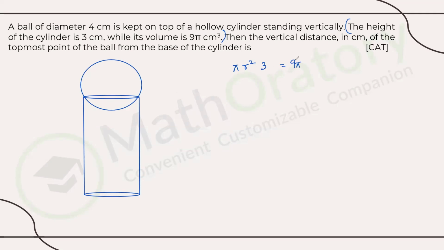The pi gets cancelled out, 3 gets cancelled out, so you have r is equal to root 3. I mean, r square is 3, so r is equal to root 3, right? So if r is root 3, now think about it. What is the diameter then? I mean, the diameter of this part I'm talking about. So this diameter is 2 root 3, right? And the diameter of the ball is 4.